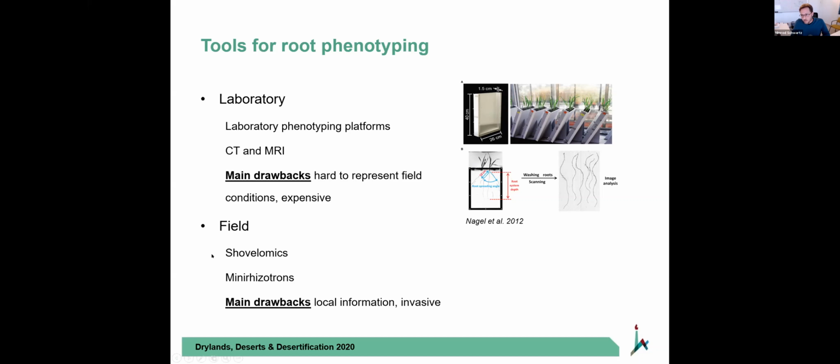There are also field methods. Actually, two main field methods, I would say. The first one is called shovelomics, and basically the idea is just to dig out the plant, wash the soil from the root, and start to measure the root architecture and other root properties of interest. And the second one is using mini rhizotrons. So these are plastic tubes that you install in the soil. You insert a camera in these tubes, and you can image the roots. Again, the main drawbacks are that you get local information about the root, those methods are destructive, and you cannot follow the dynamics.